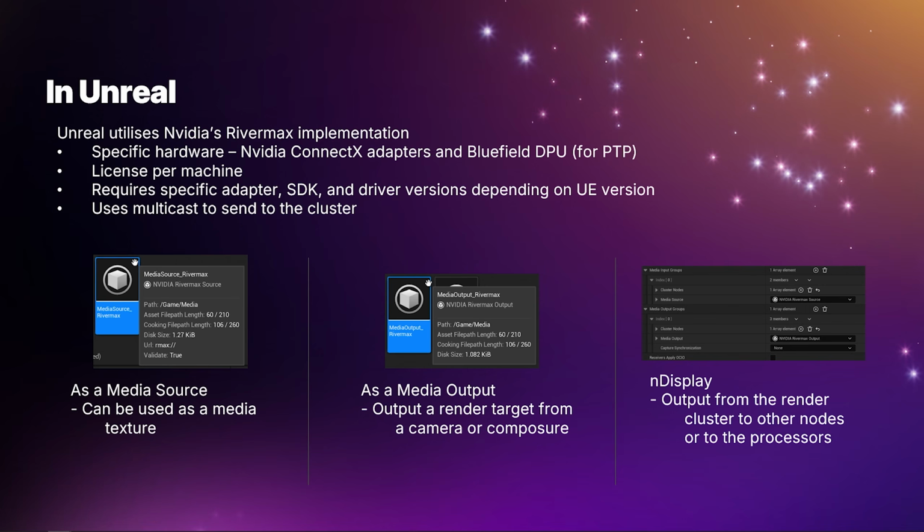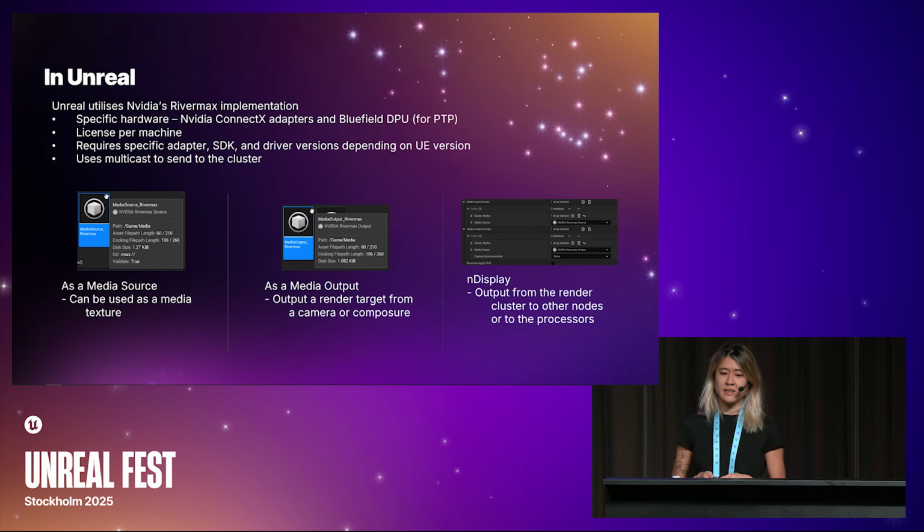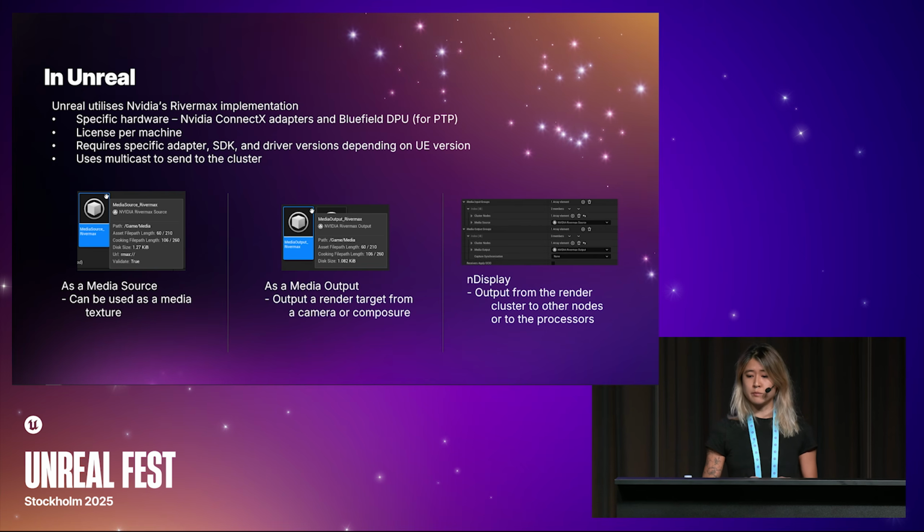So how is this integrated into Unreal? Unreal uses the Rivermax implementation of SMPTE 2110, specifically SMPTE 2110-20, which is for uncompressed video. We're usually looking for RGB 10-bit when using it for ICVFX. You can configure it differently, but that's probably the most common case. It does require specific hardware, especially for the network adapters, so ConnectX adapters, and BlueField if you're doing PTP timing. These handle the encoding and decoding of the video signal.